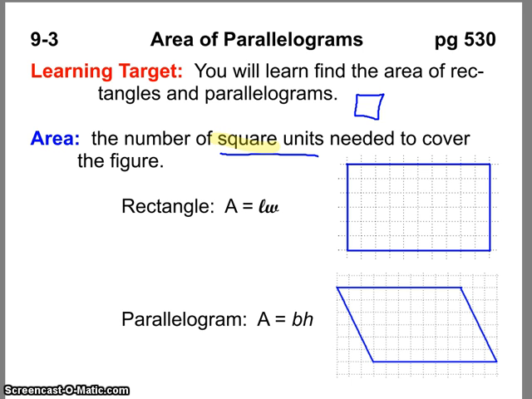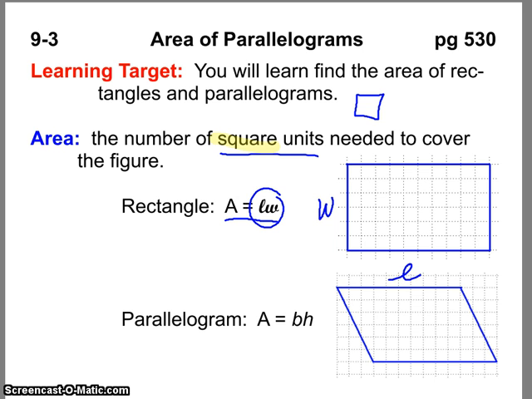So we're looking at two figures here, rectangles and parallelograms. Now rectangles, finding the area, I know you are very familiar with. You find the area by doing the length times the width. So if we take a look at this rectangle, we have the length and we have the width. Please go ahead and label those.